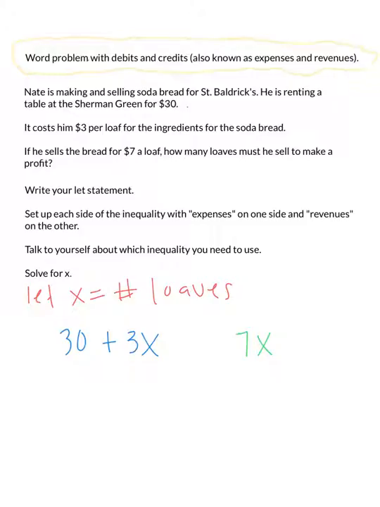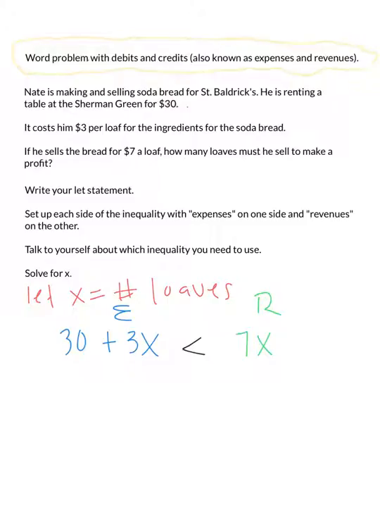So we want the revenues, what he is going to be earning, to be more than the expenses. So we have to make it a less than sign based on the way we set up the inequality. So this says 30 plus 3x is less than 7x. You could have set up the revenues on the left-hand side and said 7x is greater than 30 plus 3x as well.